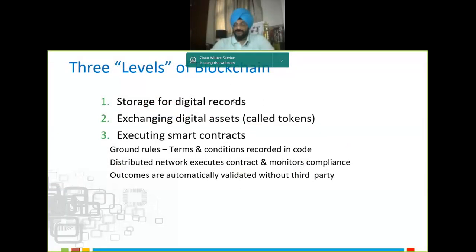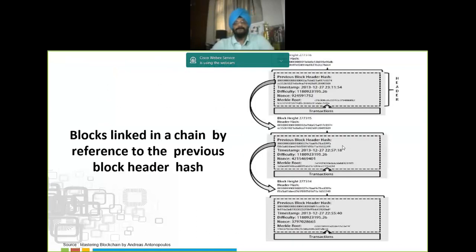One is the storage of digital records. Then you're exchanging digital assets, that's the tokens in between, and executing smart contracts. So I was telling you about the smart contract, and I'll just briefly tell you how it works. And this is how the nodes look like.